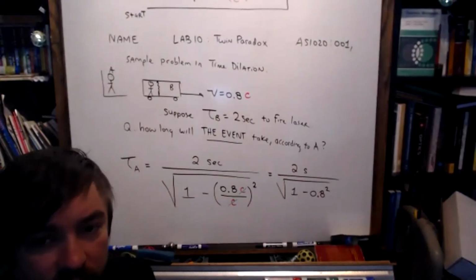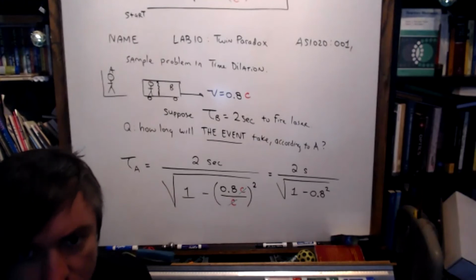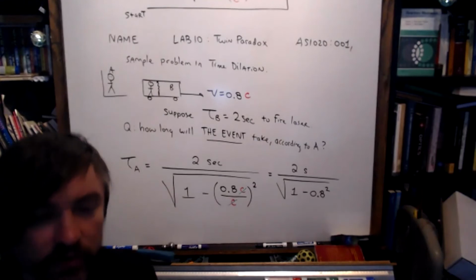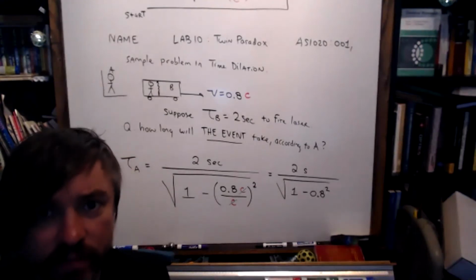Just want to see what I'm working with here. I got 3.3 repeating. Christopher, you did it right. Show me your calculator.